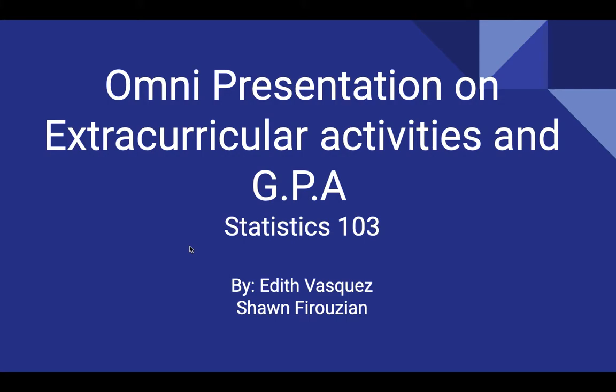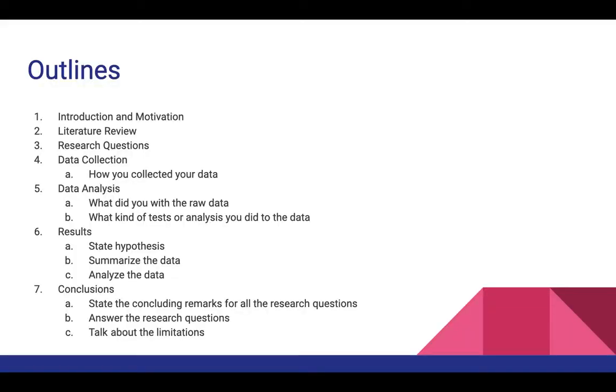And for my Omni presentation, I will be doing it on extracurricular activities and GPA for my Statistics 103 class. So the outline for my presentation is I will be talking about the introduction and motivation, literature review, research questions, data collection, data analysis, results, and my conclusion.